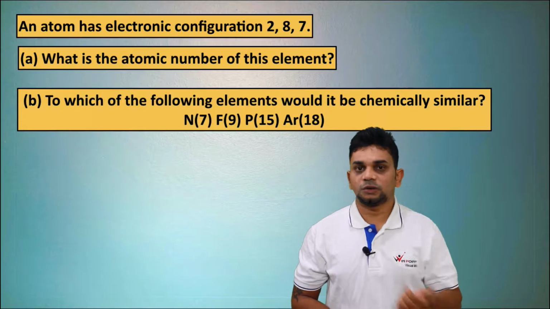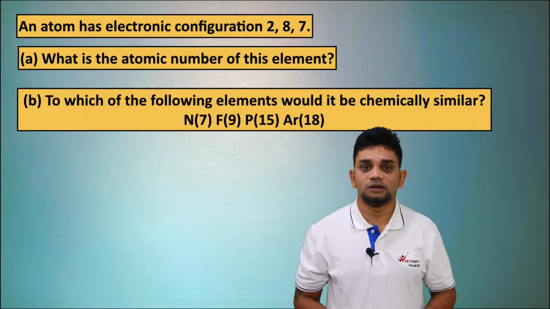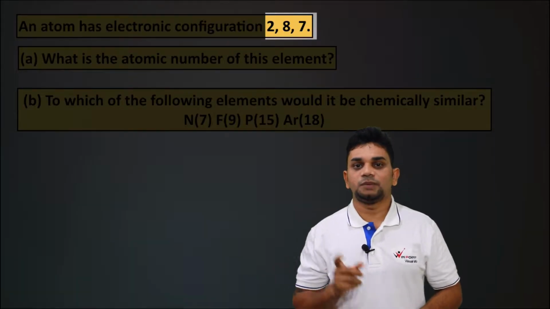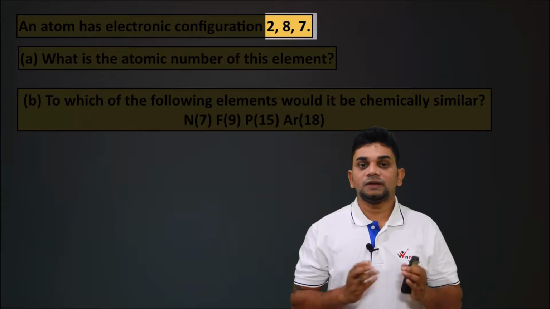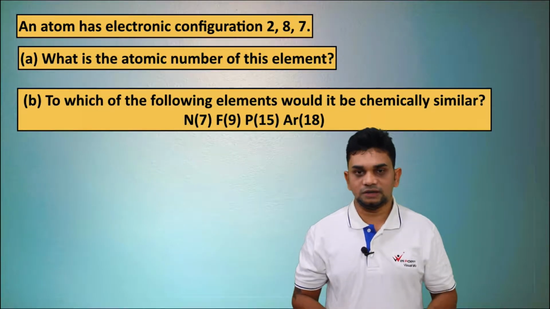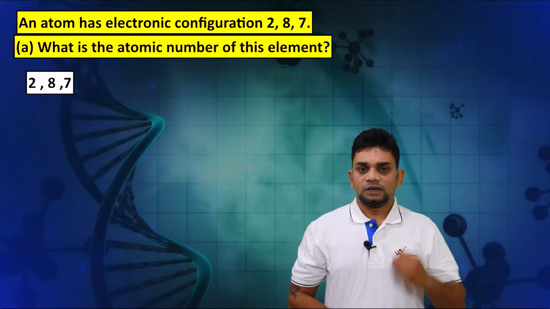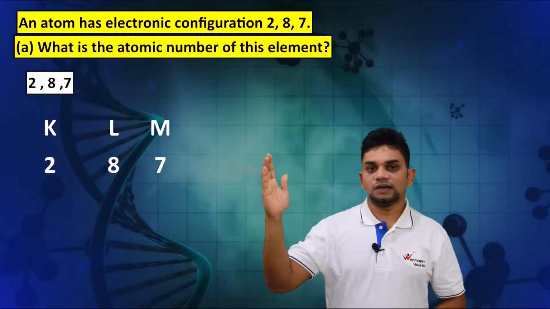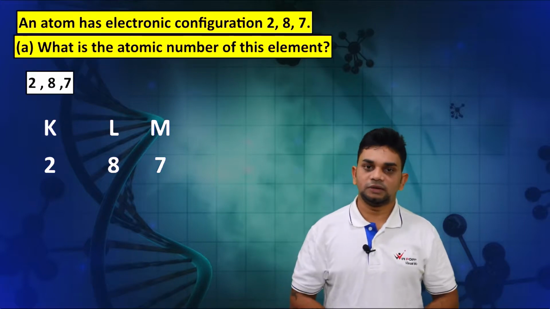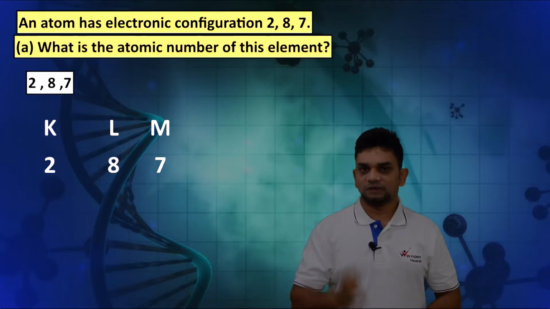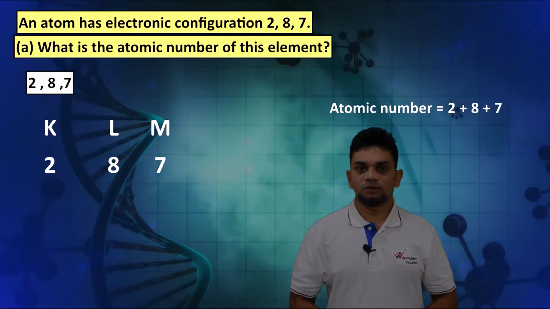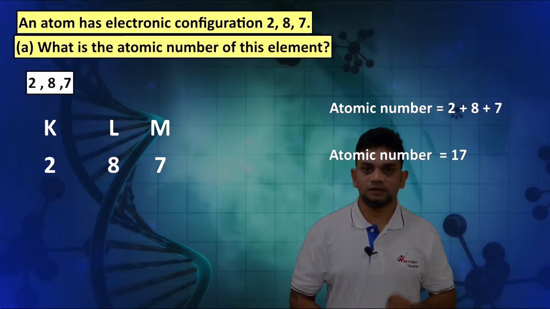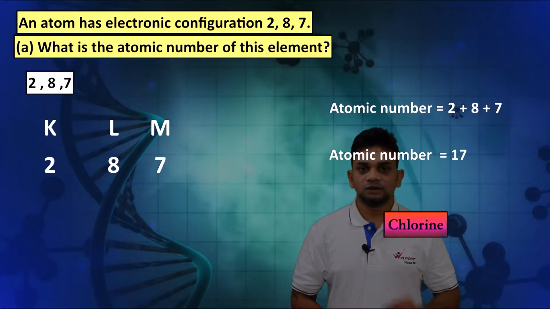If we know the electronic configuration, how can we find the atomic number? Just add 2 plus 8 plus 7. Atomic number will be 17. The element is chlorine. The electronic configuration is 2, 8, 7: in K shell 2 electrons, L shell 8 electrons, M shell 7 electrons. 2 plus 8 plus 7 is equal to 17. The element is chlorine. Right? Now the second question.